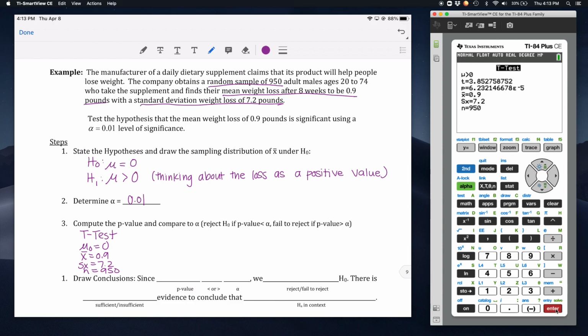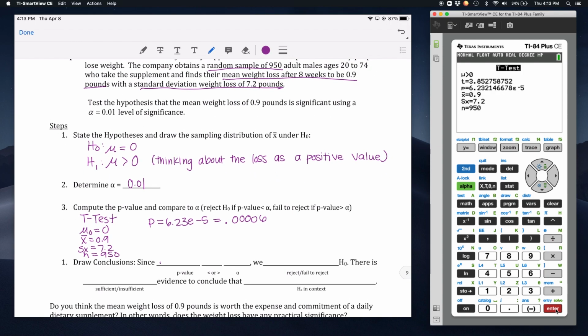Okay. So our test statistic would be that t, and then our p-value is really small. 6.23 e to the negative 5 means 0.0000 and then the 6, right? You're moving the decimal place 5 to the left. So in this case, our p-value is really, really small, so it is going to be less than our alpha. So we reject the null and claim that there is sufficient evidence to conclude that the supplement will help people lose weight.